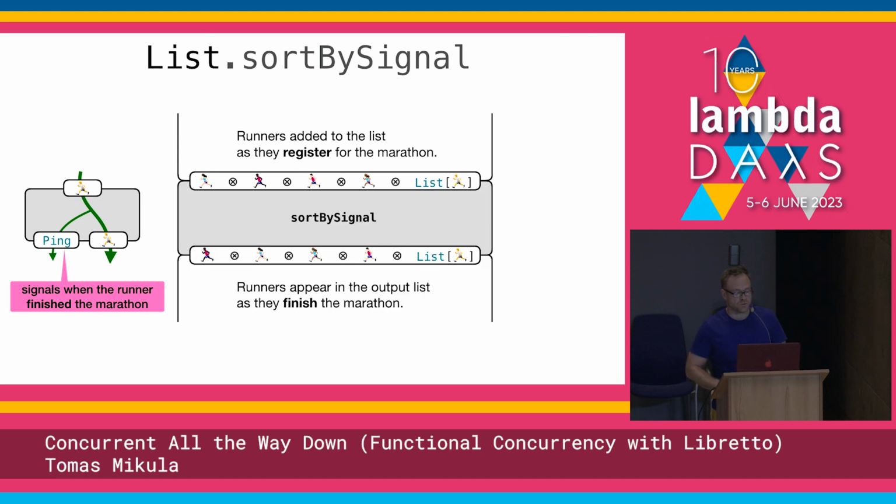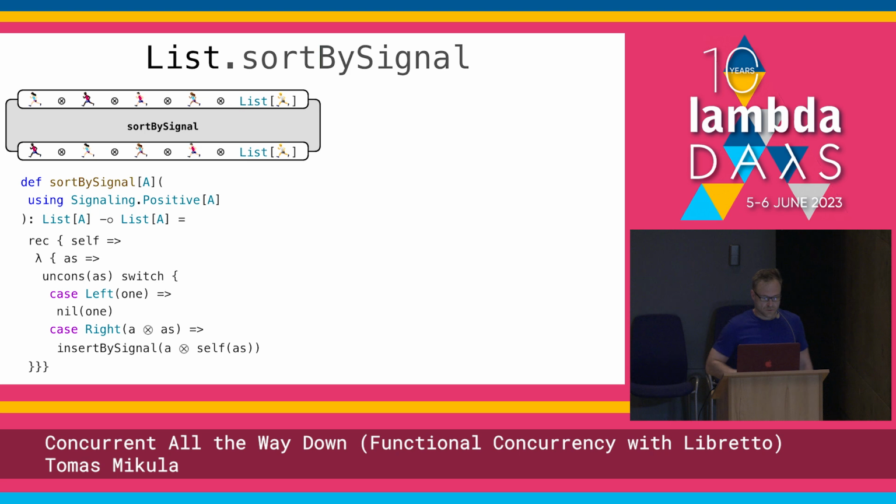On the output, we would like to have runners appear in the order in which they complete the marathon, which, of course, can be different from the order in which they registered. And we want them to appear as soon as they finish. So our task is to implement this sort by signal function here. We'll keep it simple and do insertion sort.